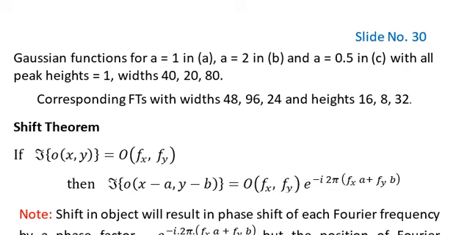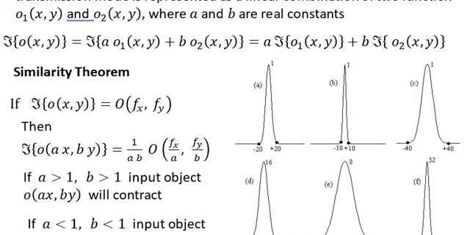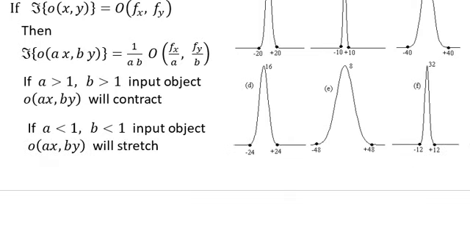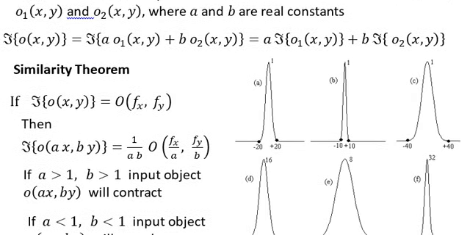We have taken the object as the Gaussian function in the previous figure, for which a is equal to 1 in A, a is equal to 2 in B and a is equal to 0.5 in C, with all peak heights equal to 1. The widths of these Gaussian functions in A, B and C were respectively 40, 20 and 80. As you can see, the width in A is 40, the width in B is 20 and the width in C is 80.